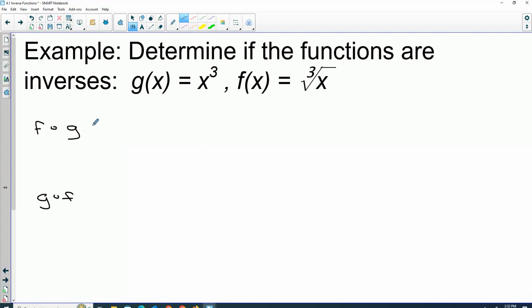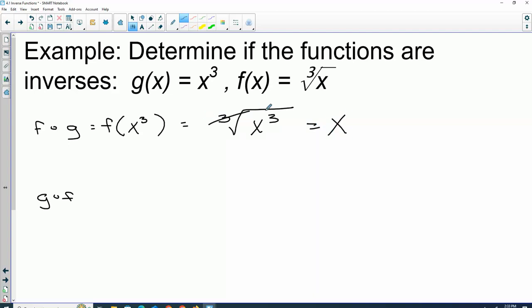So when I do f composed with g, that means f of x cubed. Okay, if I put that into f, so the cube root, I'm replacing my x with an x cubed. The cube root of x cubed, what happens?